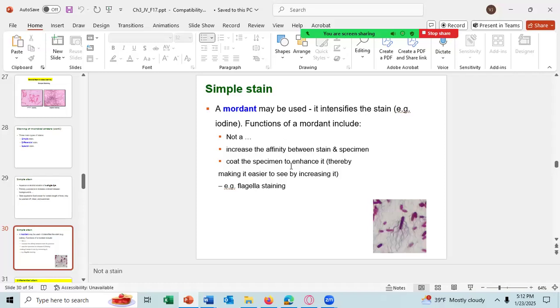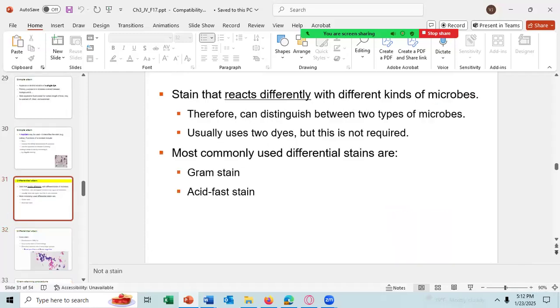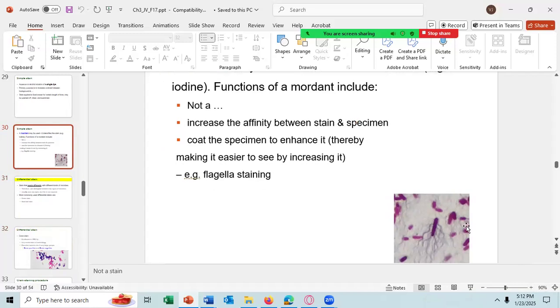Sometimes the mordant may simply coat the specimen to enhance it, thereby making it easier to see what you're viewing. Like in the flagella stain, it uses a mordant and it coats the flagella, and you apply the mordant several times. And then there are many different coats on the flagella, and that will allow the flagella to be viewed under the microscope.